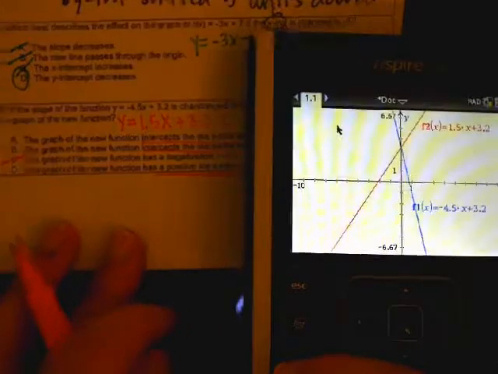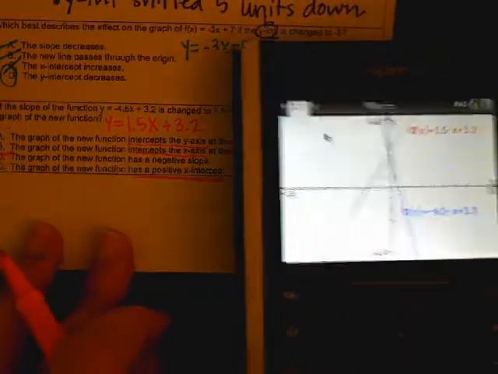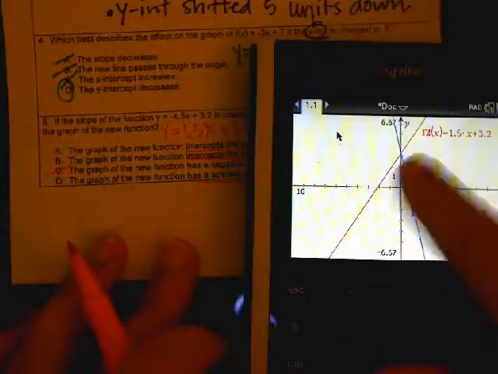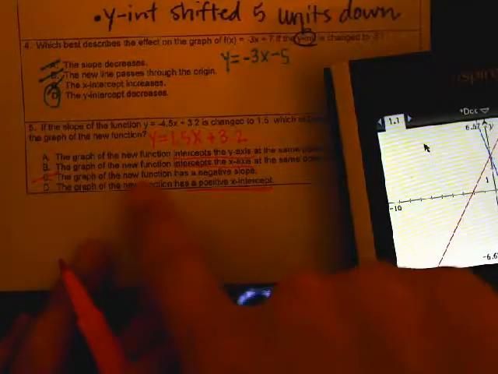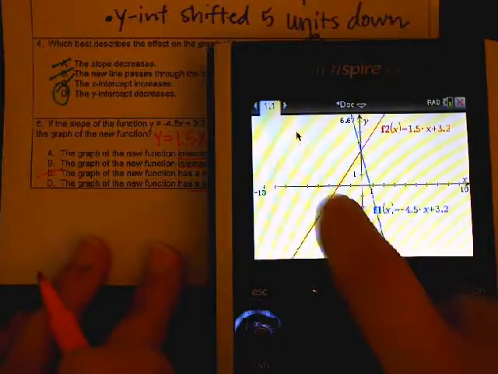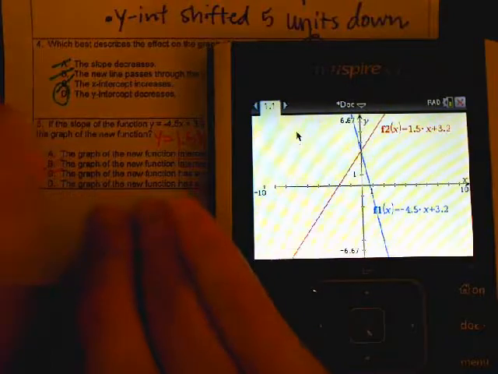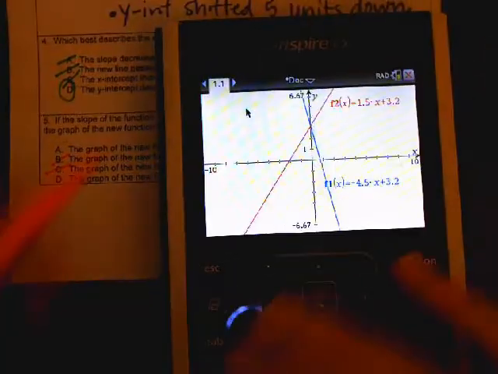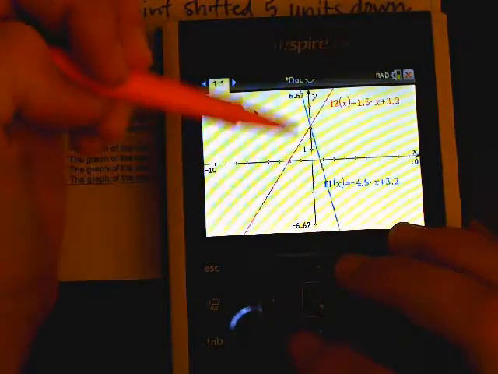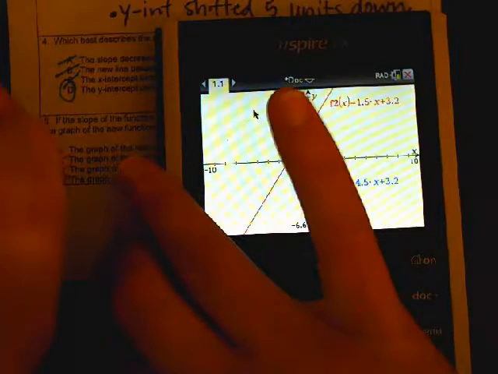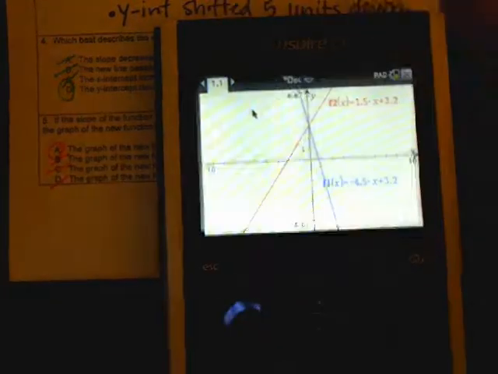Okay, so A says the new function and the original have the same y-intercept. Do they have the same y-intercept? Yes, they do. They both cross the y-axis at the same spot. B says the graph of the new function intercepts the x-axis at the same point. Do they have the same x-intercept? Nope. D, the graph of the new function has a positive x-intercept. Here's the new function, the red. Does it have a positive x-intercept? Nope, it's negative. So the answer is A.